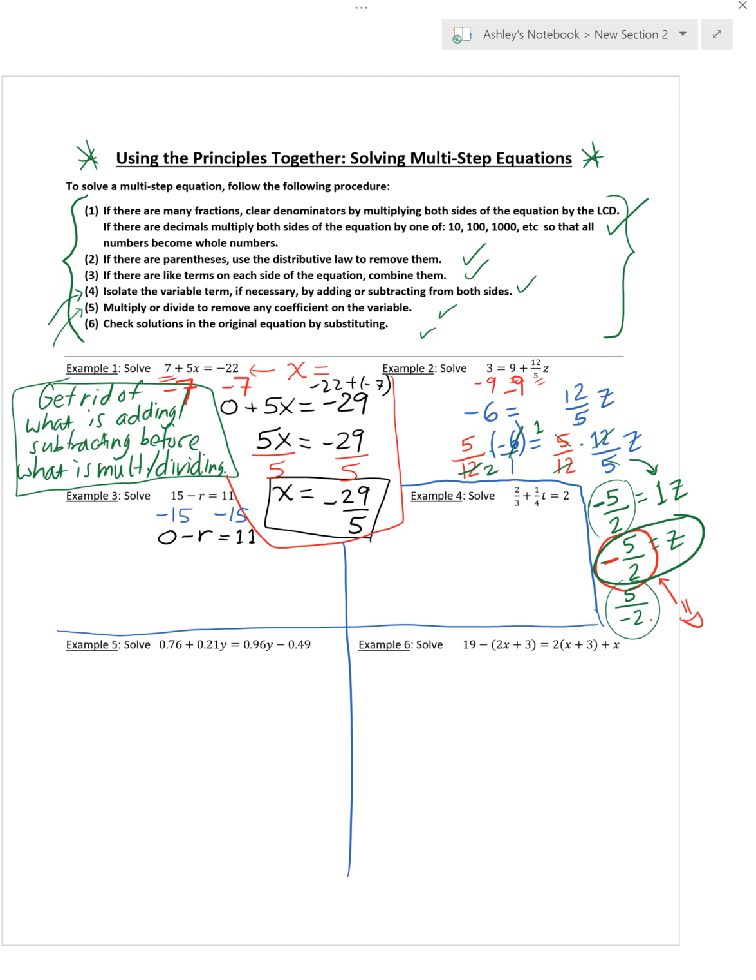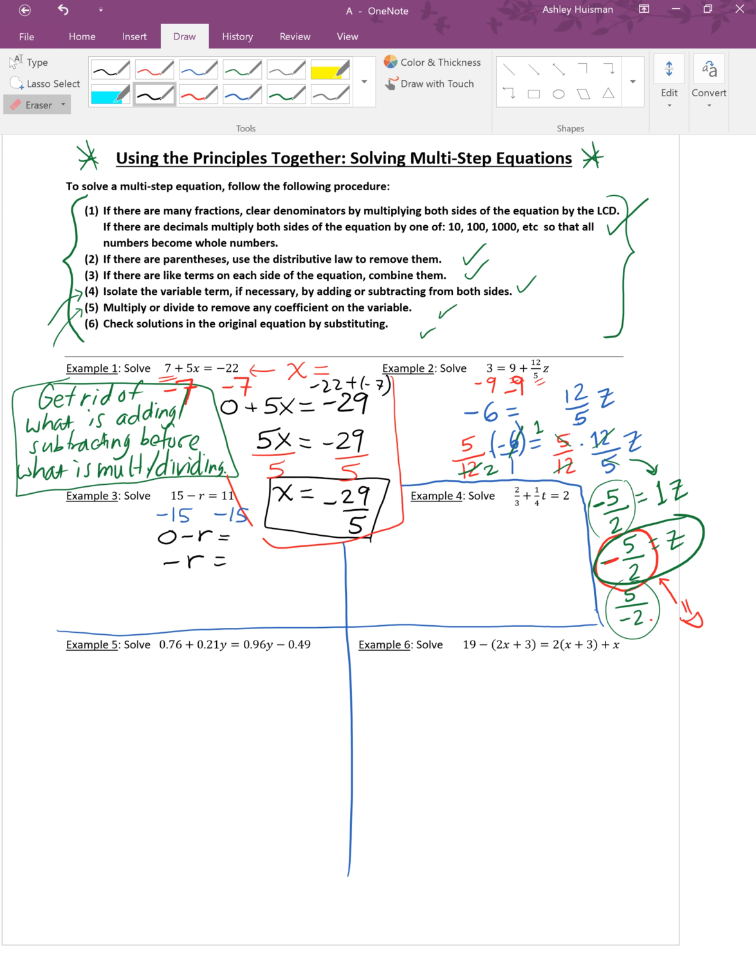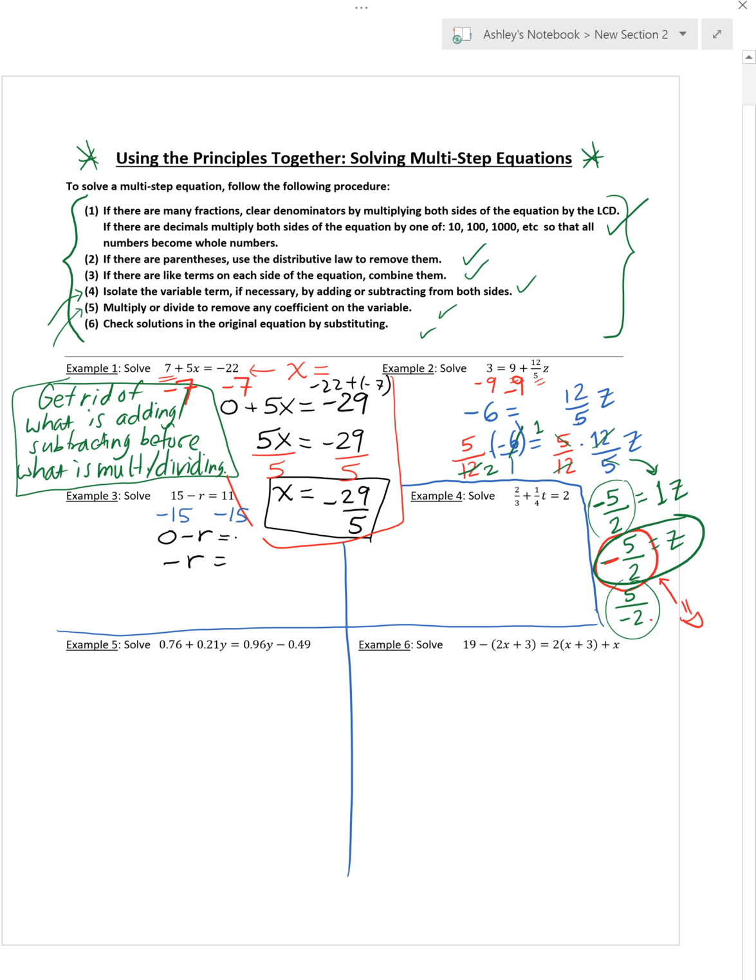So let's see. I still have a negative r. Oh wait, why did I put 11? What the heck? I'm losing it. Is 11 minus 15 11? No. Come on. 11 minus 15 is negative 4. What kind of rookie mistake is that? Am I right? All right, so we have negative r equals negative 4.